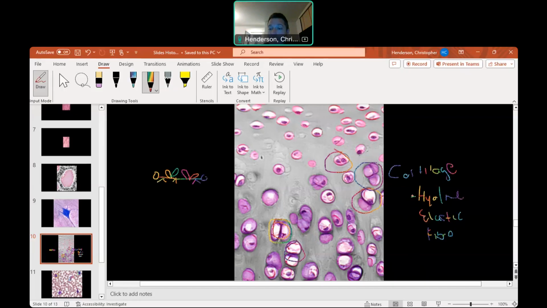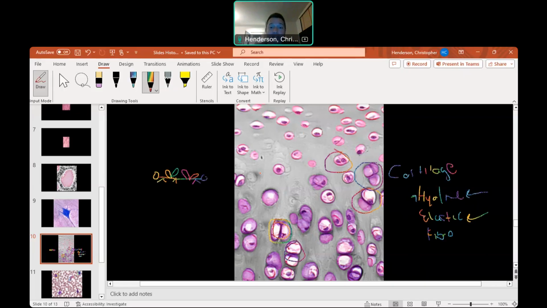Hyaline cartilage, you're going to find on the tips of your bones. That is your articular cartilage. Where two bones come together, you're going to have some really glassy, smooth cartilage, and that's going to make it almost friction-free. It's also what the fetal skeleton is made of.